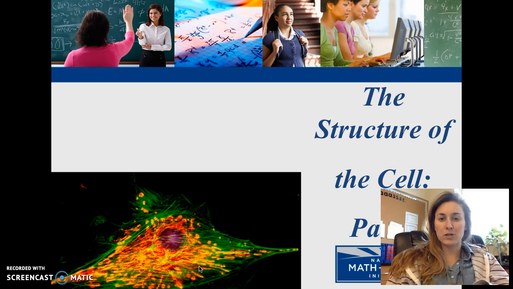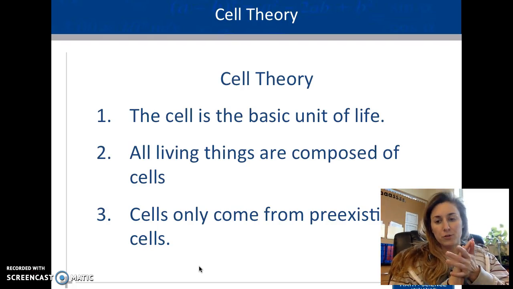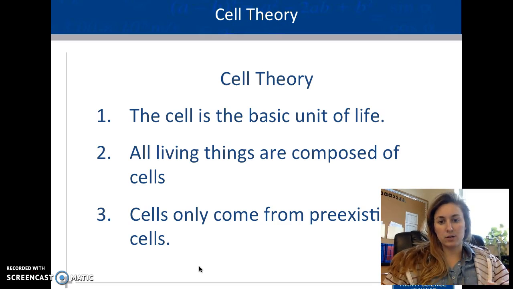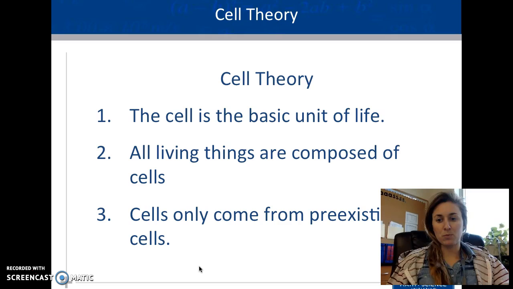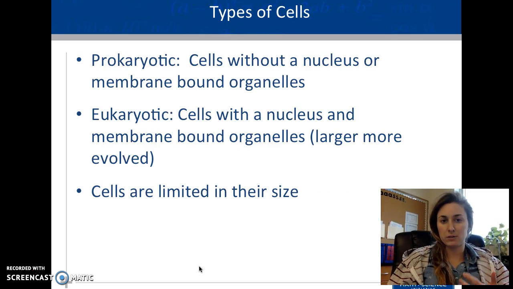So part one, structure of the cell. Cell theory, we know that there's three basic components to what we know about cells. They are the basic unit of life, living things are made up of cells, and they only come from pre-existing cells. So those are the three things that kind of shape what we know about the rest of cells.